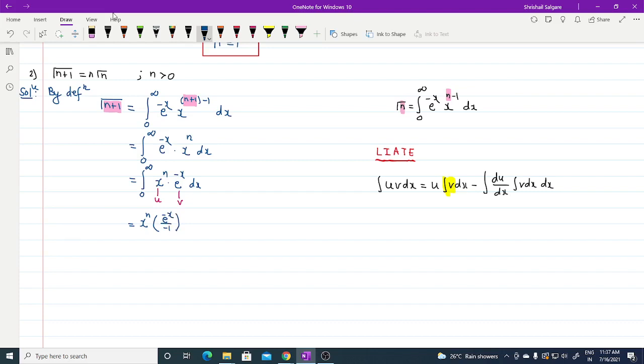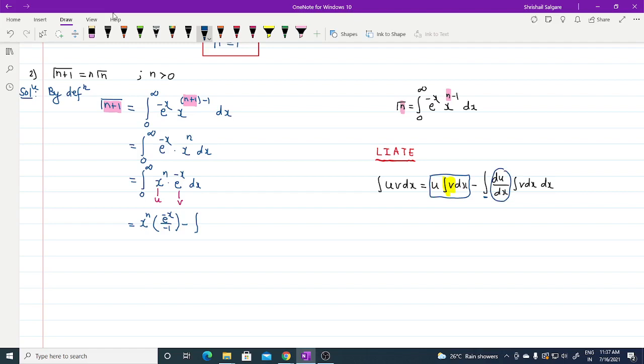Okay. Now this term I have completed. For the second I have to write minus integral. At the end I will think of the limits. Now the first term is the derivative of u. And what is u? Your u is x raised to n.